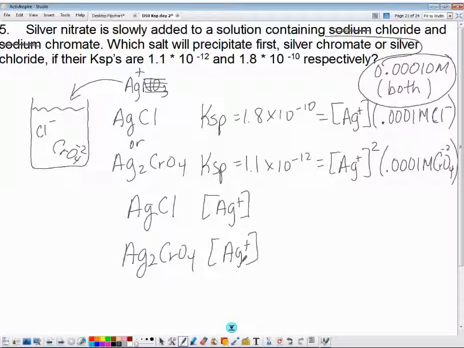And I get a value here of silver at 1.8 times 10 to the minus 7 versus 1.1 times 10 to the minus, now you're going to laugh at that, but I did it without a calculator, so I know it's something else, 10 to the negative 5. Which one is a smaller value? The top one. Which means silver chloride precipitates first. It gets saturated because it needs the least amount of silver showing up.